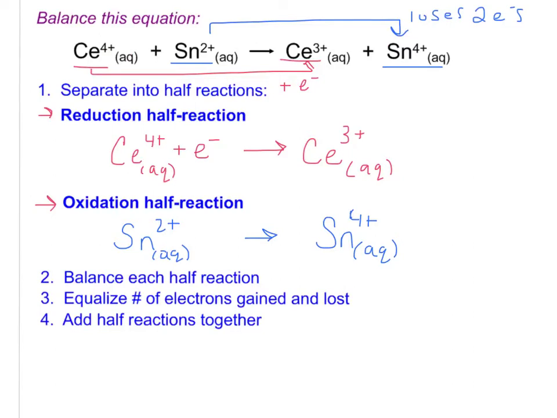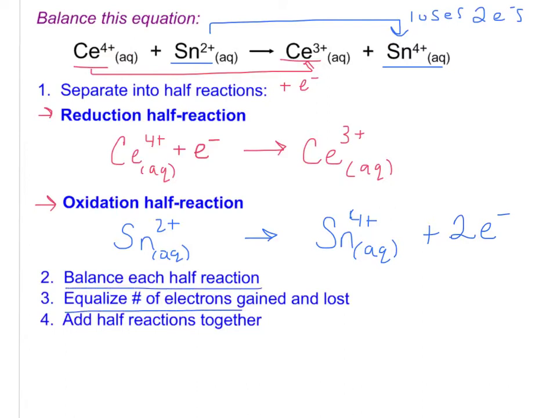What about in the case of the tin oxidation half reaction? We're going from tin with a charge of 2+ to tin with a charge of 4+. Remember we talked about that just a minute ago. It loses 2 electrons. So in this case, the electrons are left over, plus 2 electrons at the end. So we balanced each half reaction.